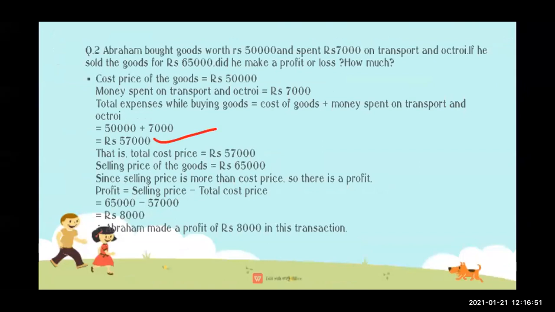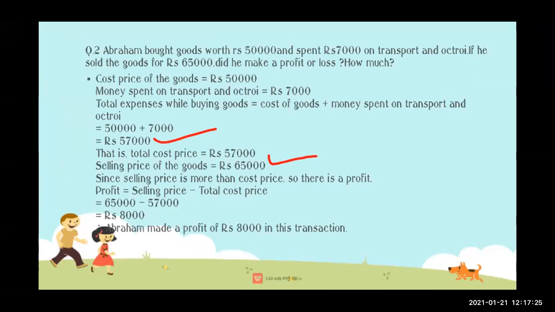50,000 plus 7,000, that is the transportation charge that we have added, and here we got our total cost price, that is rupees 57,000. Now they have given in the question he sold the goods for rupees 65,000. So here directly they have given the amount, that is 65,000. So the selling price of the goods is 65,000. By looking at the figures, 57,000 was the cost price and 65,000 is our selling price.